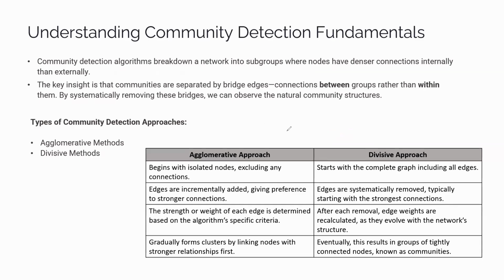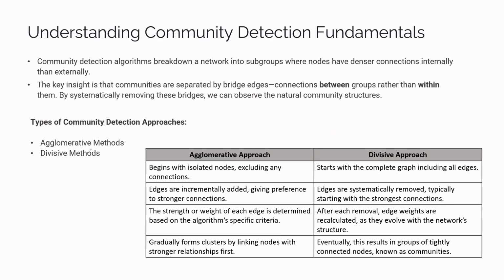So as you have seen in the diagram, we are trying to identify the bridge edges. In this case, the edge in red color is the bridging edge. So we will have to identify this bridging edge and then remove that particular edge. Then automatically we will be able to identify the communities within the network.